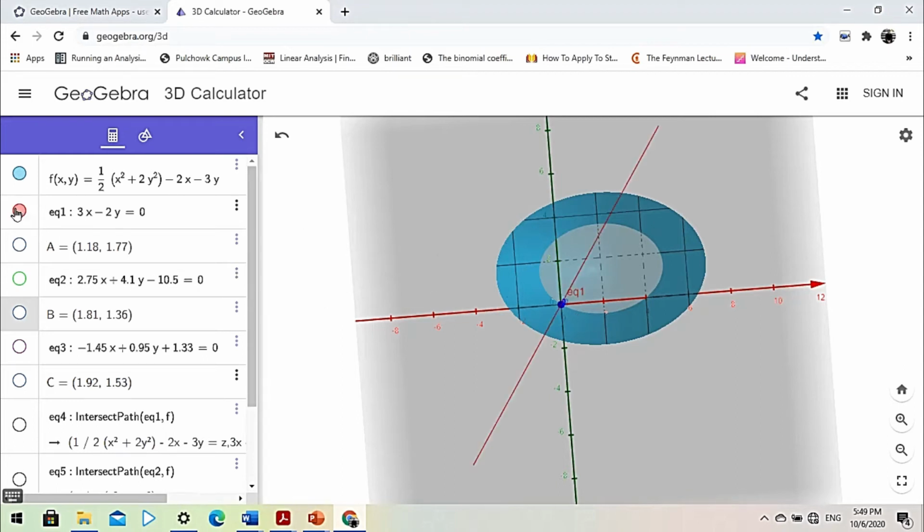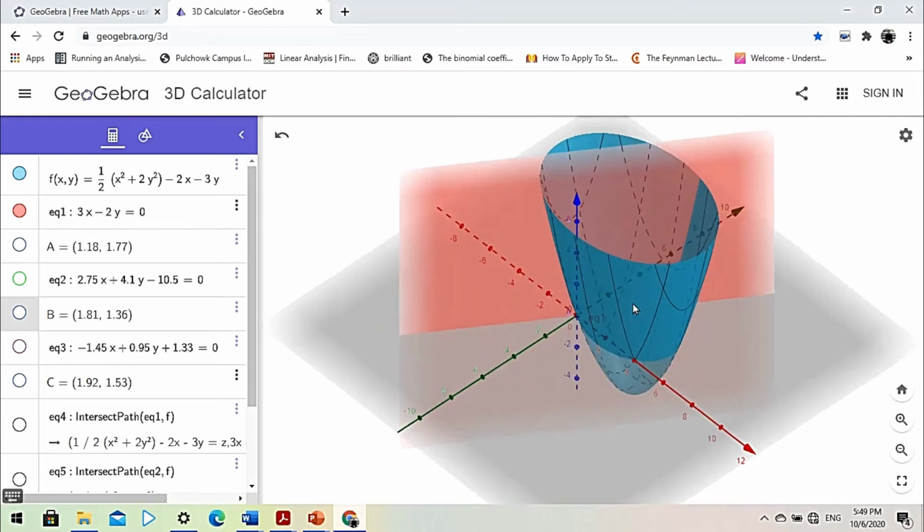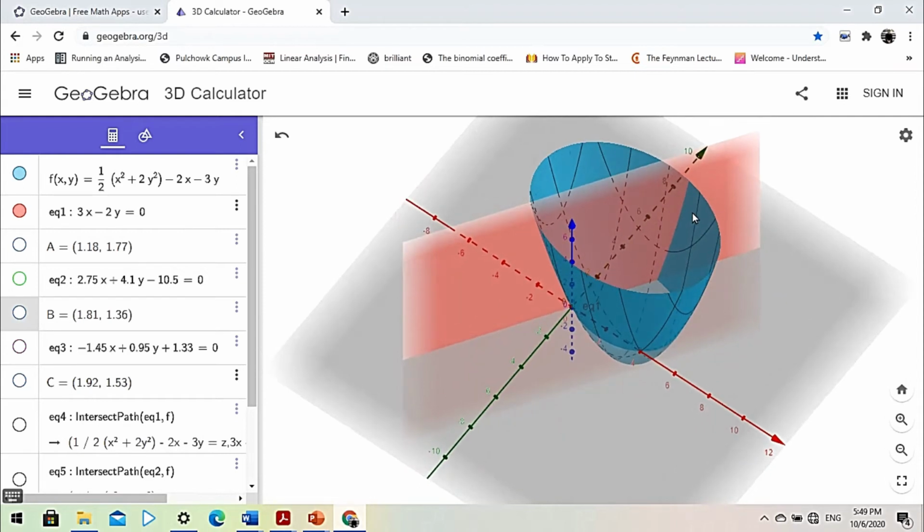Now we have to move along the direction of r naught. The equation of the plane containing this r naught is this. Now the plane intersects the paraboloid, forming a parabola. Now let us see this.